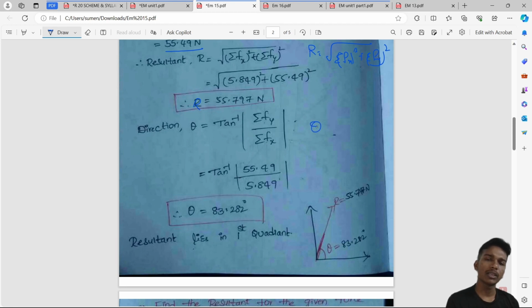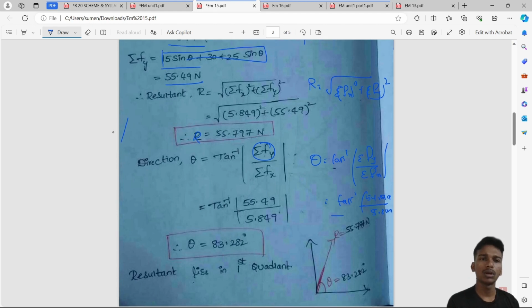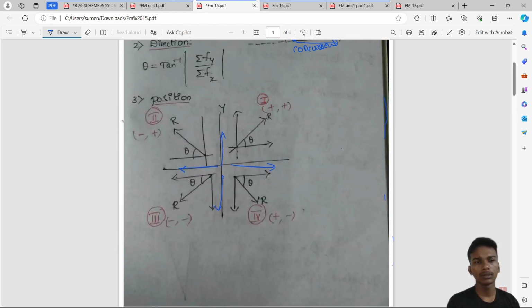Now it's time to find its direction. The formula for finding the direction of a resultant is theta is equal to tan inverse of summation of Fy by summation of Fx. You have to be cautious with these signs. Now I know this summation Fy and summation Fx, and I will substitute those values. Tan inverse of 54.949 by 5.849. Then I will find its tan inverse, and I got theta to be 83.282 degrees. This is how we solve a simple concurrent system of forces problem.